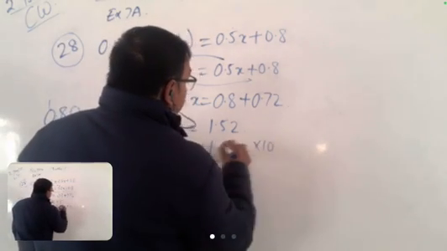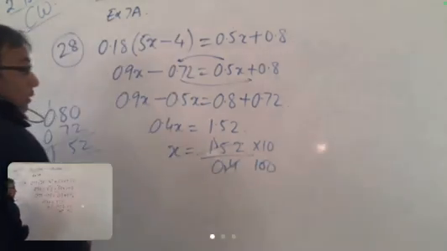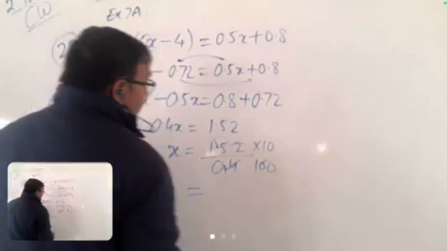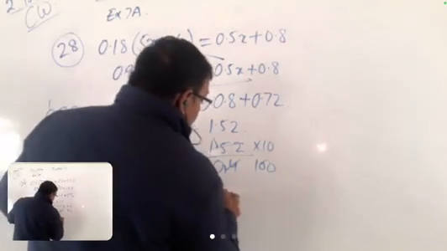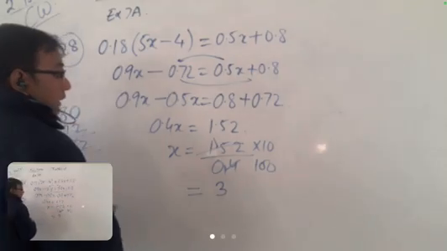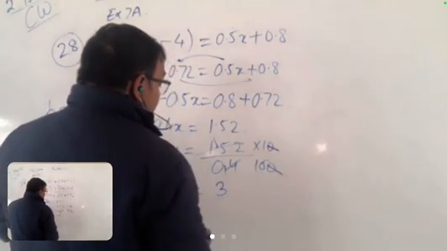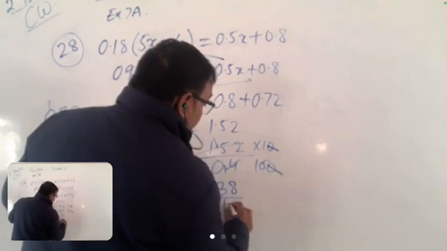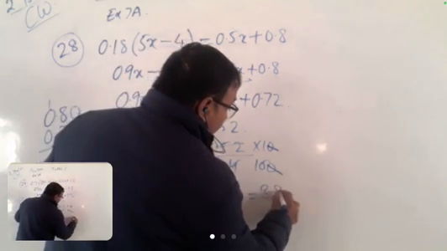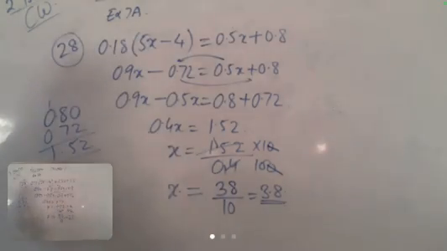This is 10 and this is 100. Now 4 से इसको cancel कर दो. 4 3s are 12. And this 38. 38 upon 10, which is equal to 3.8 is the answer for x. Clear?